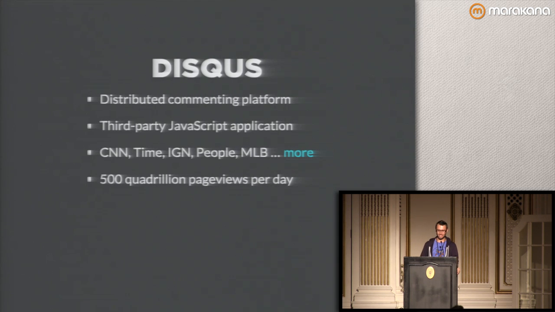So a little bit about Disqus. It's a distributed commenting platform. Hopefully you've seen it somewhere. It's served as a third-party JavaScript application. It's on a lot of big websites: CNN, Time.com, People.com, IGN, MLB, a huge list. If you're curious, you can go to our website and see a whole bunch of them. We don't get a quadrillion page views per day, but we do get quite a lot, somewhere in the order of 6 or 7 billion per month, just because we're served on so many of these big, top sites.